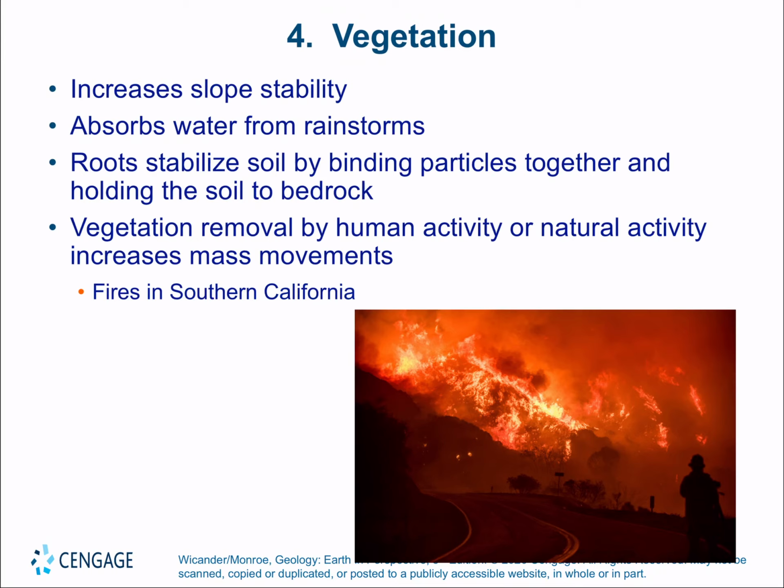Another thing is vegetation. The more vegetation I have, the more stable my slope is. So vegetation can absorb the water from a rainfall. It's not going to fall on the ground. Roots of plants or trees, they'll stabilize that grain, that soil, so it's not going to erode away. But if I remove that vegetation, whether by human or natural activity, I'm going to increase the mass wasting, as we have seen by the fires in California.